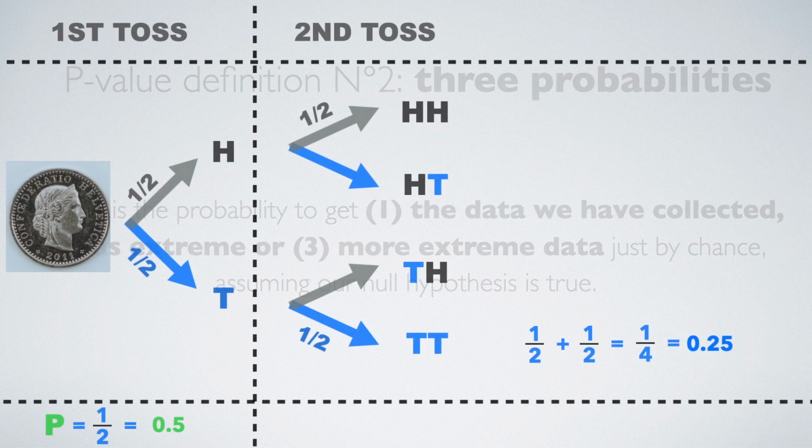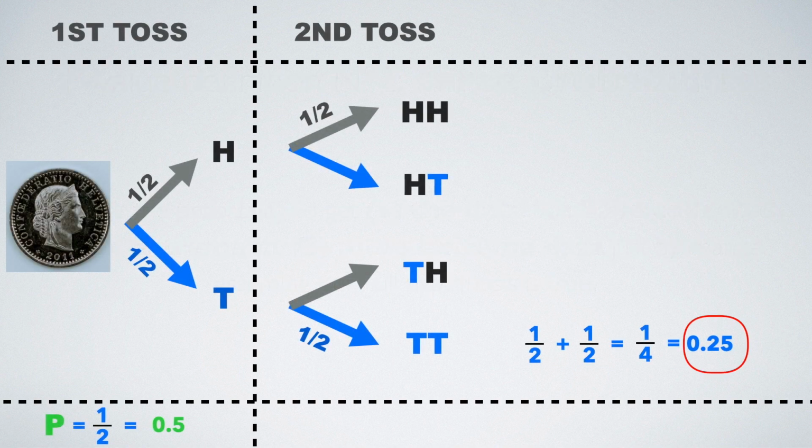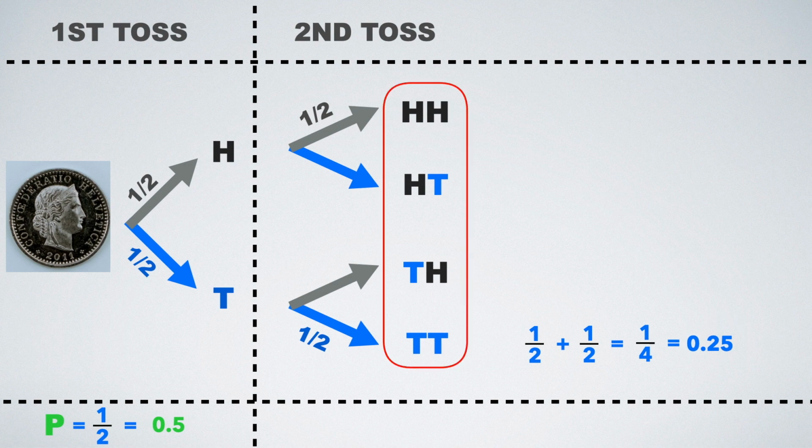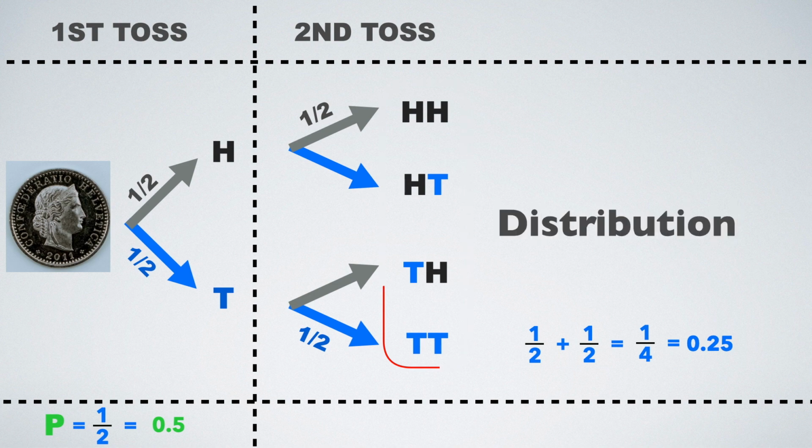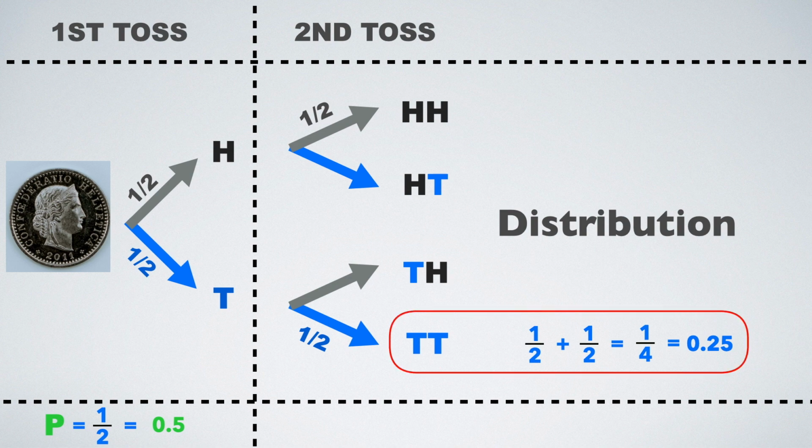In our first coin example, the probability of having two tails in a row is 25%, because there are only four equally possible outcomes after flipping a coin two times. These four possible outcomes is our distribution. And the data we have got, namely two tails, is the first of the three probabilities we need, and is only one side of the distribution.